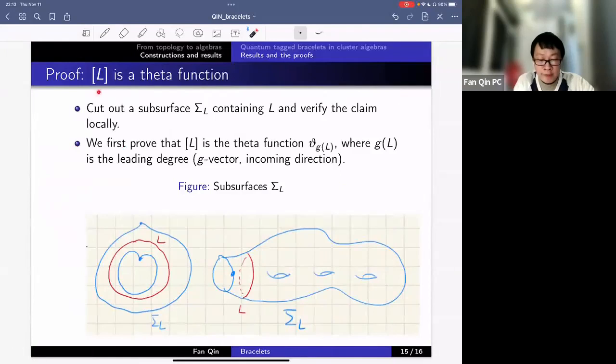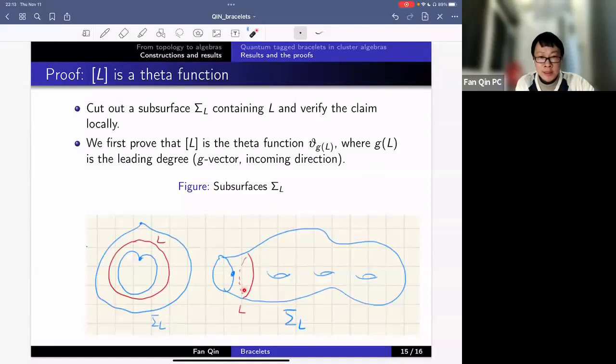Assume that you want to verify a single loop is a theta function. As I said, you can work it locally. So you cut out the subsurface which contains a single loop and you verify it. Now the single loop is either contained in an annulus with 2 marked points, this is called annular type, and you can do the calculation explicitly. Or you can put it in a subsurface of this type. It is a high-genus subsurface with exactly 1 boundary component and 1 marked point on it.